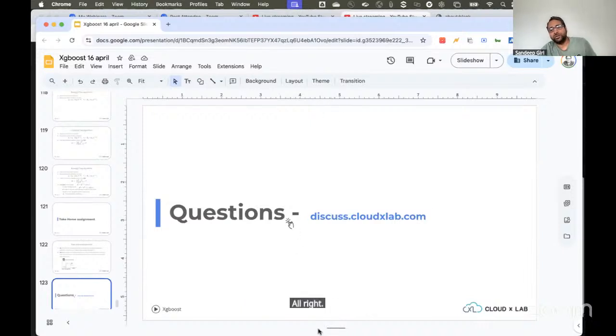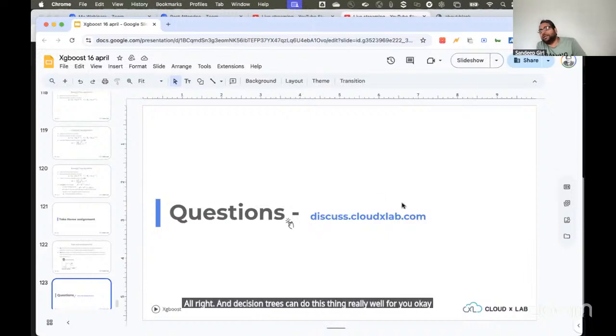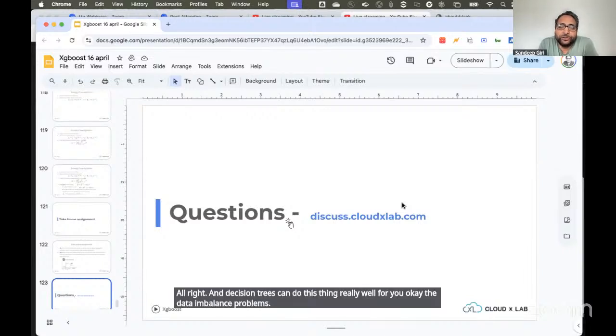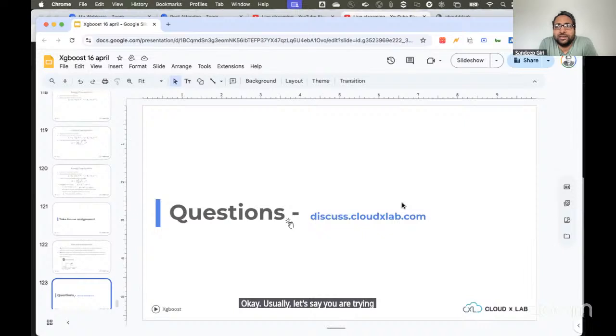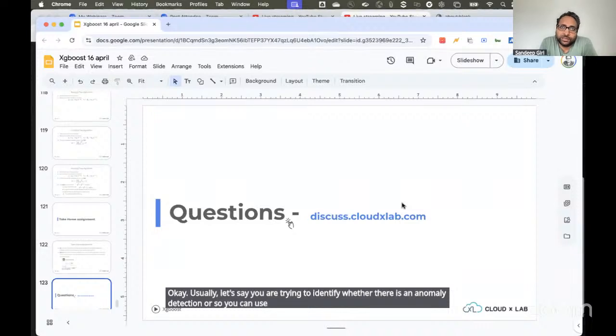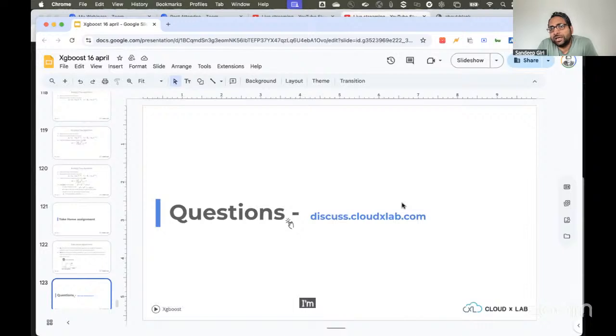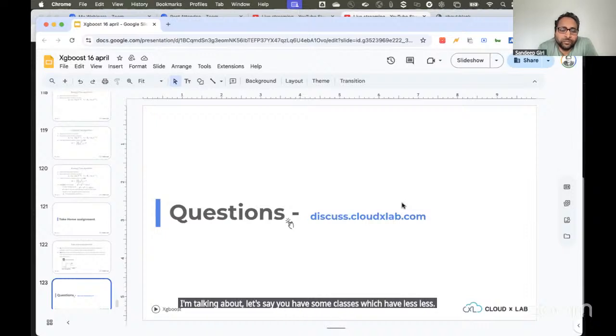And decision trees can do this thing really well for you, the data imbalance problems. Usually, let's say you are trying to identify anomalies, you can use trees, decision tree, random forest or gradient boosted to identify them. Well, for anomaly detection you need unsupervised learning, but here I'm talking about, let's say, you have some classes which have a smaller number of labels, so in that case it can.